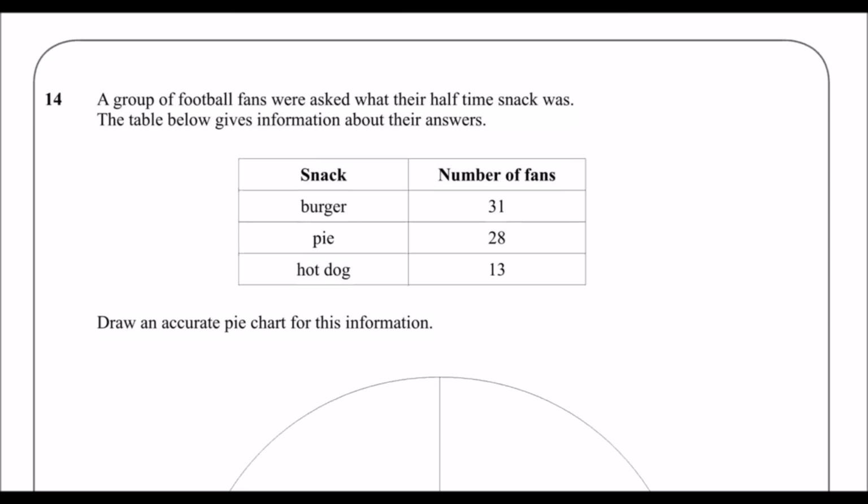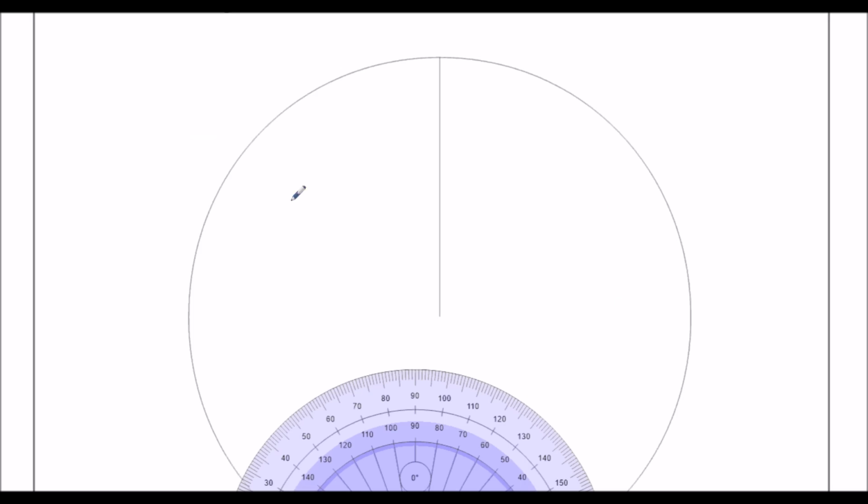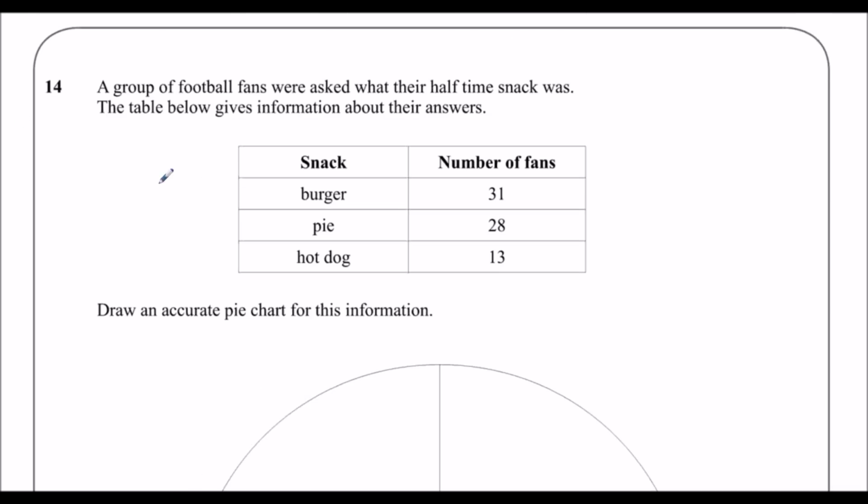Question 14. A group of football fans were asked what their favourite halftime snack was. The table below gives some information about their answers. So 31 fans chose burger, 28 pie, and 13 hot dog. We could draw an accurate pie chart for this information. So we need 360 degrees in a full circle. So the number of degrees in a full circle is going to be 360.